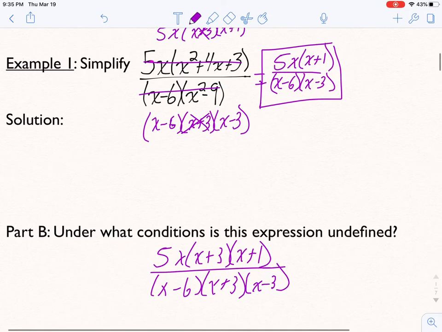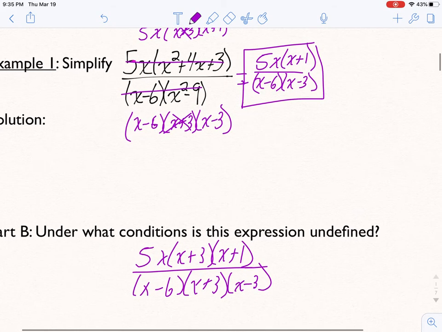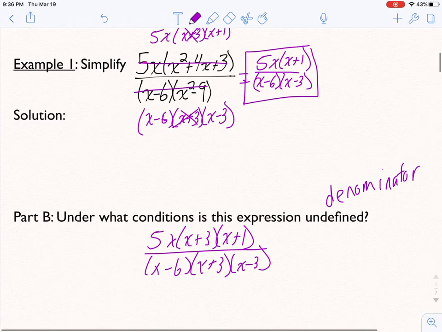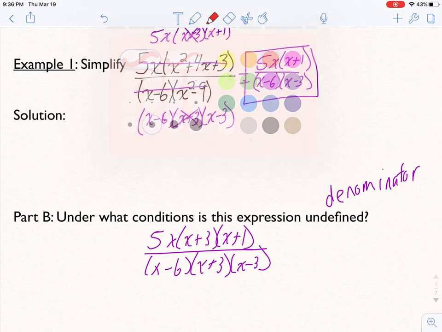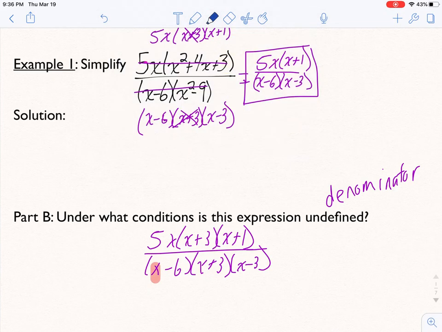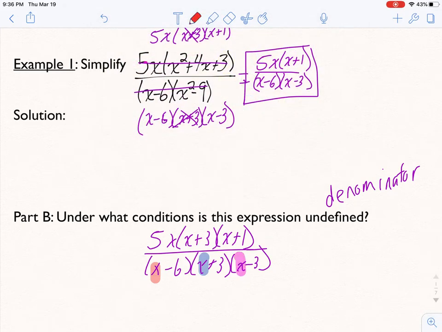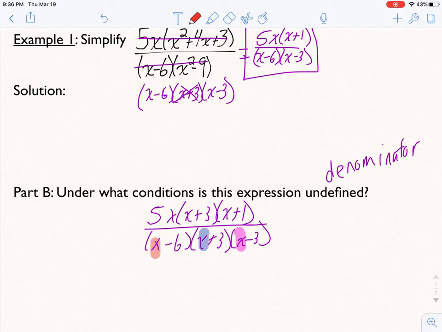And notice when I said undefined, I said nothing about my numerator. I said my denominator. So I'm wondering, where can I get a 0 in my denominator? Because I'm going to be undefined if I get a 0 in my denominator. Well, I've got 3 x's here. And my first x, my red x, what number do I need to plug in there to get 0 in that parentheses? Well, that would be 6.